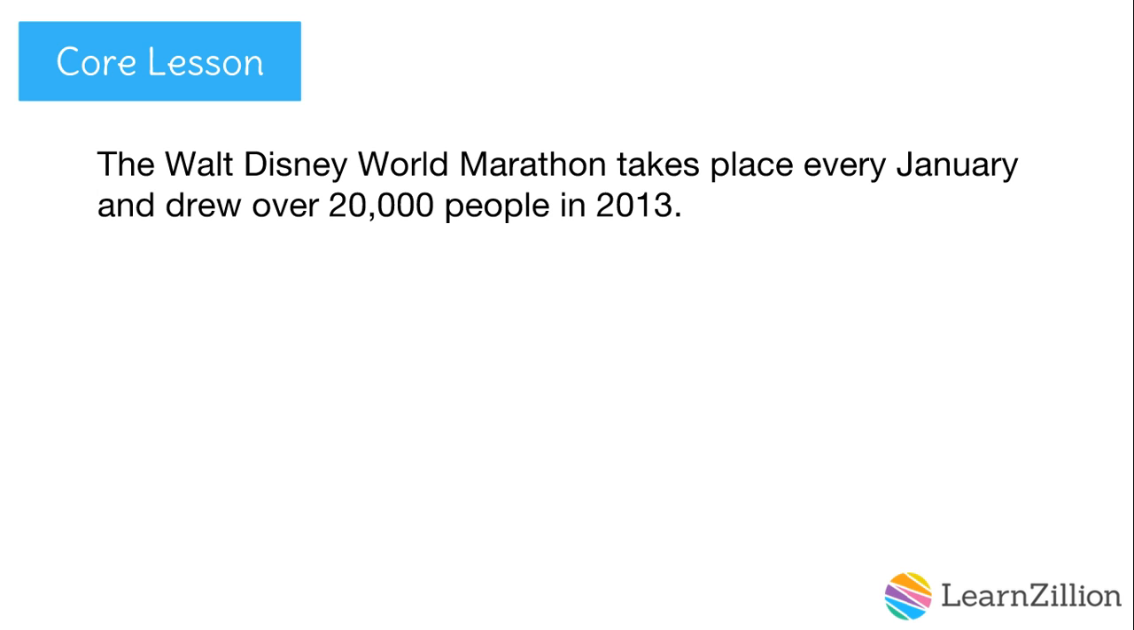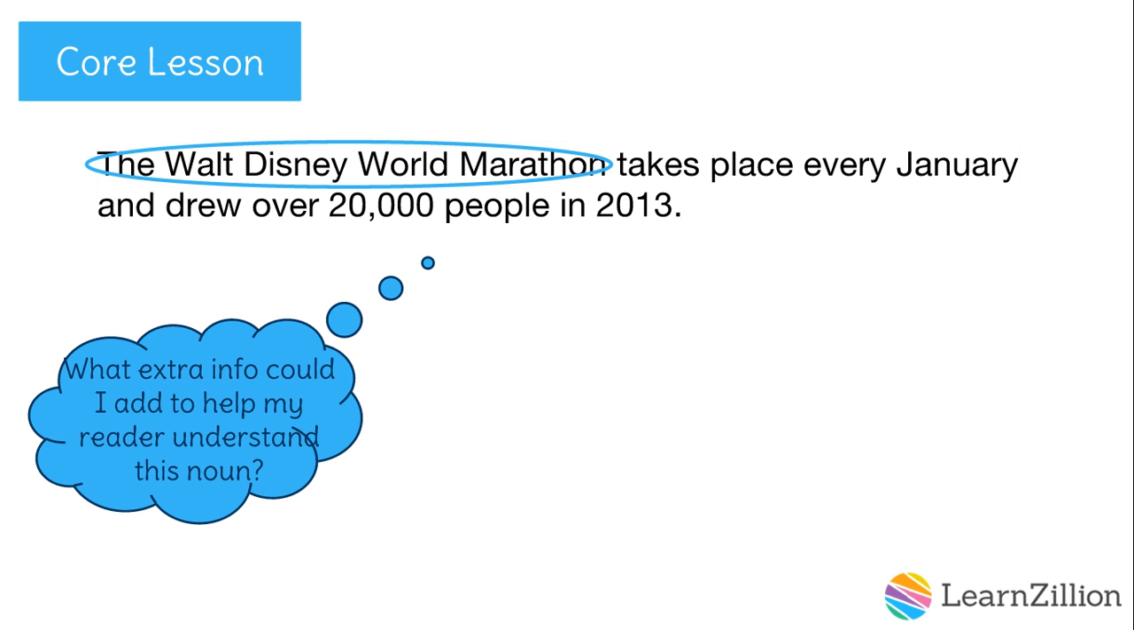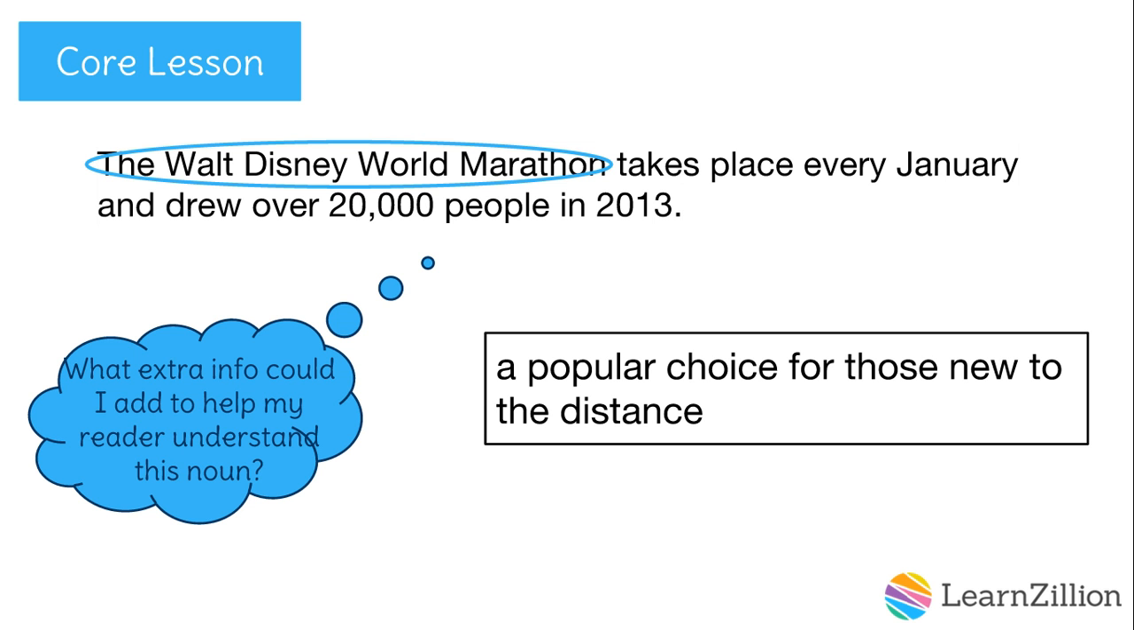Let's move on. Now, there are lots of nouns in my paragraph that we could describe further with an appositive, but I'm going to add another appositive to give more information about the Walt Disney World Marathon. Now, I know that my reader might not need additional information here for understanding, but I want to add an appositive here anyway to add detail and interest to my writing. So again, I want to ask myself, what extra information could I add to help my reader understand this noun? Well, I might add that the Disney Marathon is a popular choice for those new to the distance.